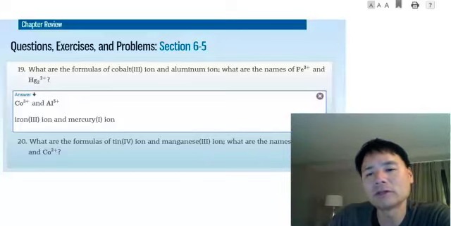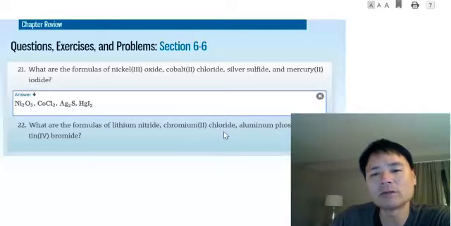Okay, what are the formulas of lithium nitride? Lithium is a +1, nitride, as we saw earlier, is an N3-. So we'll need 3 of the positive lithiums to balance out the nitride. That would be Li3N. Chromium 2 chloride. Chromium is +2, and chloride's a -1, so we'll need 2 chlorides. So this would be CrCl2.